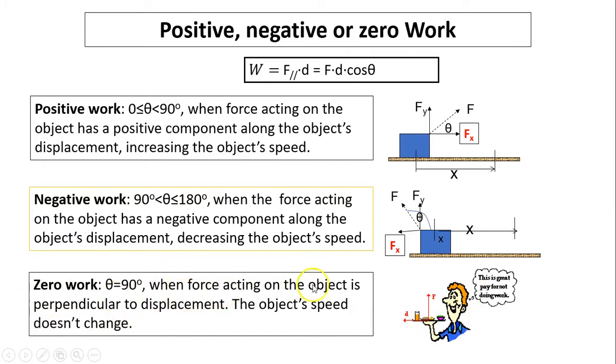Zero work is when the force acting on the object is perpendicular to the displacement. This is a case of a waiter holding a tray. When you're holding a tray, your force is upward, but your displacement is horizontal. The two are perpendicular to each other. In this case, that upward force did zero work on the tray. Probably the friction between your hand and the tray will do the work on the tray, but not this upward force.